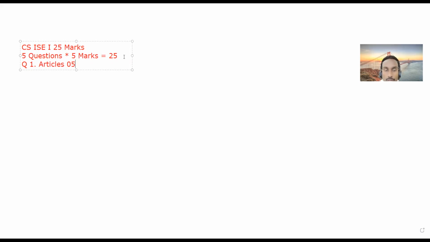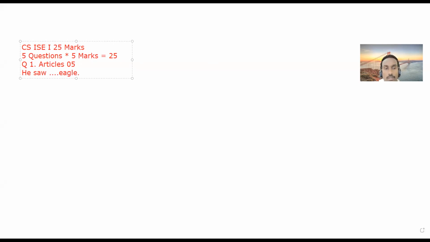Rather, you are going to have questions of the fill in the blanks type. It means that there is one sentence given with a blank, and at that blank you have to just insert the correct article. For example, it can be like this: he saw, and then there is a blank, and then one word: he saw dash eagle.